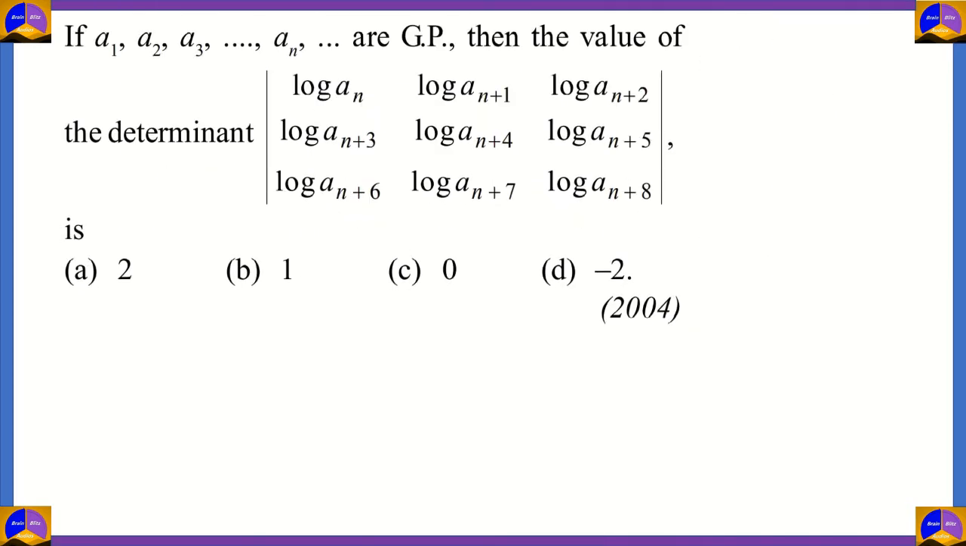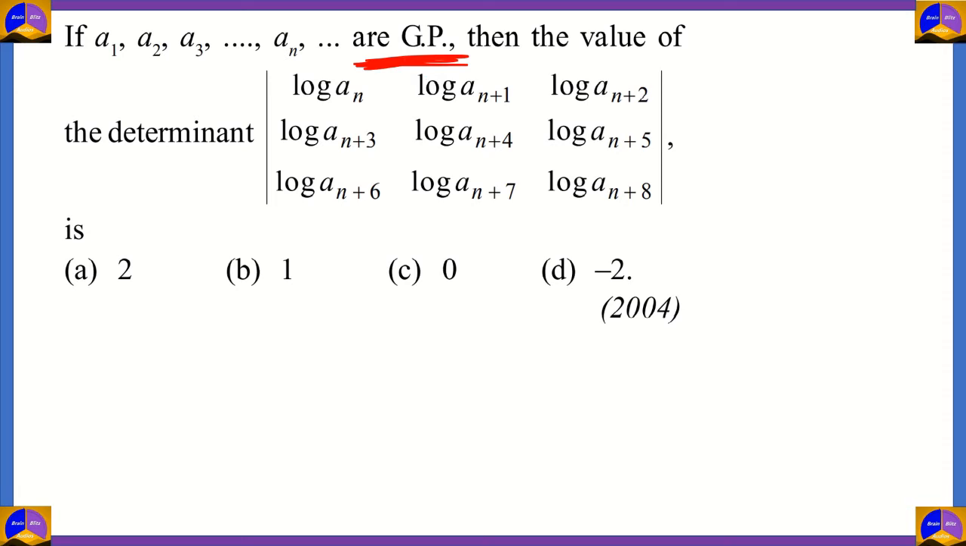Now let's look at the next question. In this question, it is said that the series A1, A2, A3 until An and then moving on till infinity, it is a geometric progression. Then you need to find the value of the determinant log An+1, log An+2, log An+3, log An+4, log An+5, log An+6, log An+7, log An+8. So over here, we're given that the series is a geometric progression.